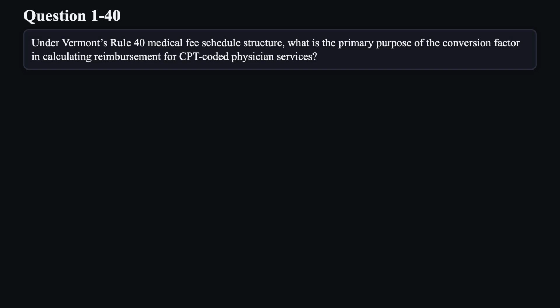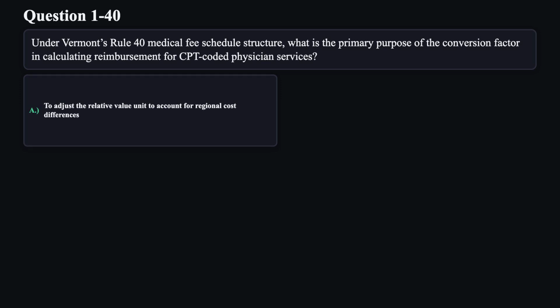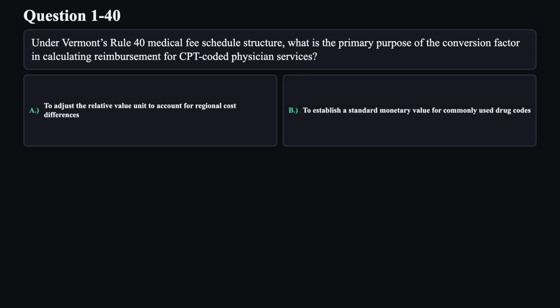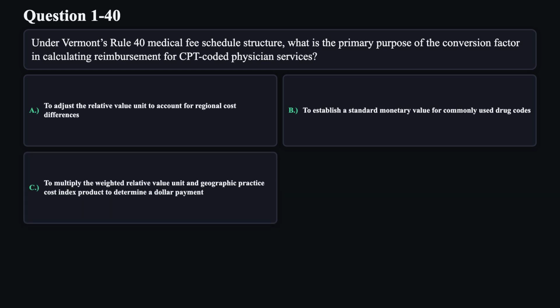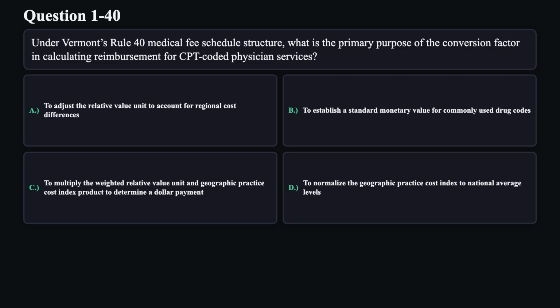Question 40. Under Vermont's Rule 40 medical fee schedule structure, what is the primary purpose of the conversion factor in calculating reimbursement for CPT-coded physician services? A. To adjust the relative value unit to account for regional cost differences. B. To establish a standard monetary value for commonly used drug codes. C. To multiply the weighted relative value unit and geographic practice cost index product to determine a dollar payment. D. To normalize the geographic practice cost index to national average levels.